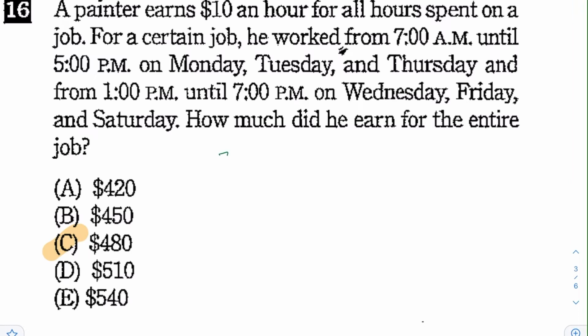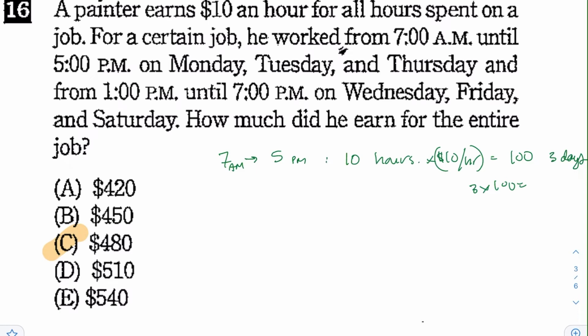So from 7 a.m. to 5 p.m. is equal to 10 hours. And he earned $10 an hour, so that's going to be $100. And this is for 3 days. So 3 times 100 will be equal to 300.